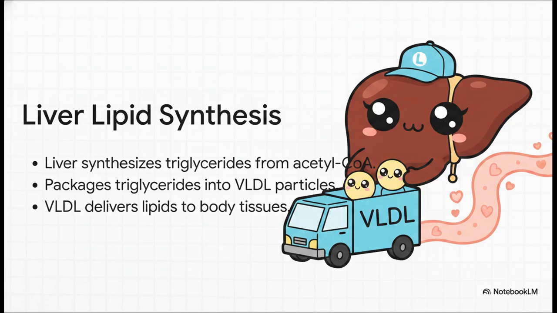But your liver doesn't just sit around waiting for your diet to supply fat. It can actually synthesize its own triglycerides straight from carbs and proteins. It bundles them into a different type of shipping container called a very low-density lipoprotein, or VLDL. Think of the liver as your body's central distribution hub, constantly shipping VLDLs out into the bloodstream to guarantee every single tissue gets the energy it needs.